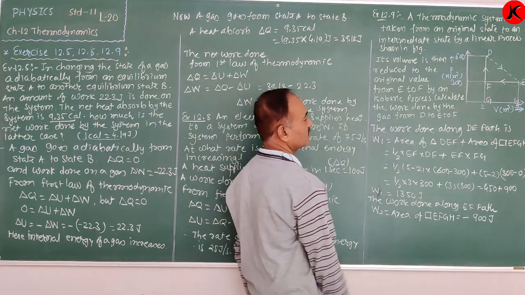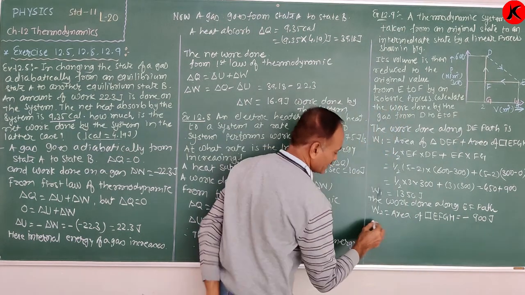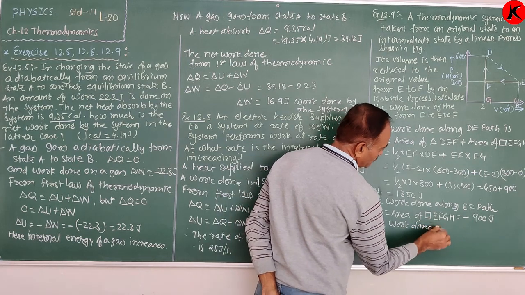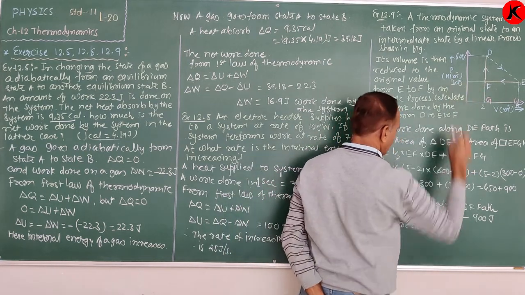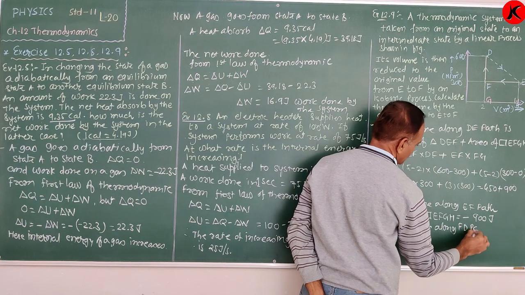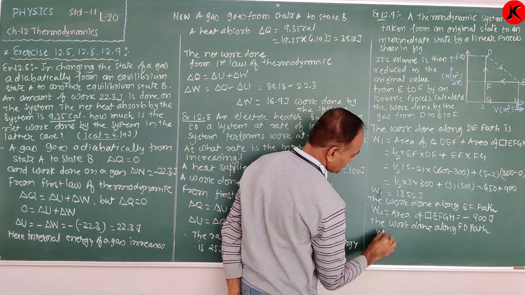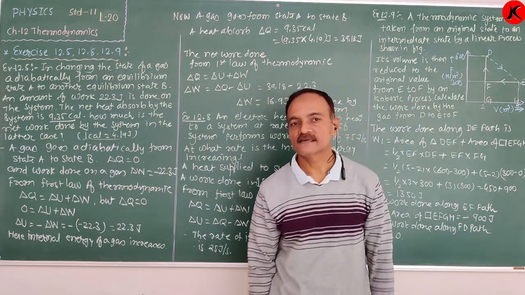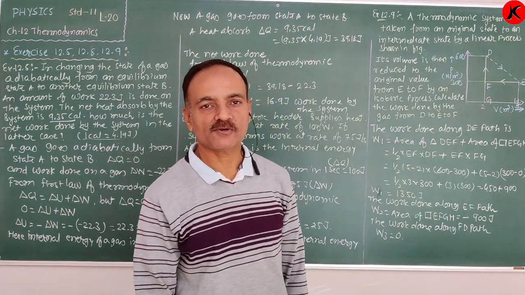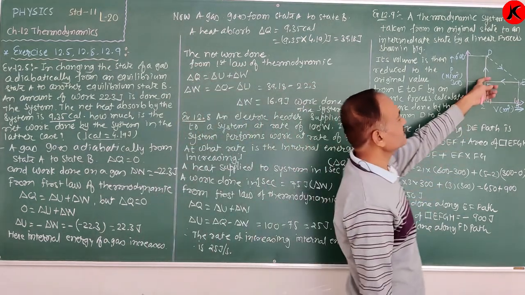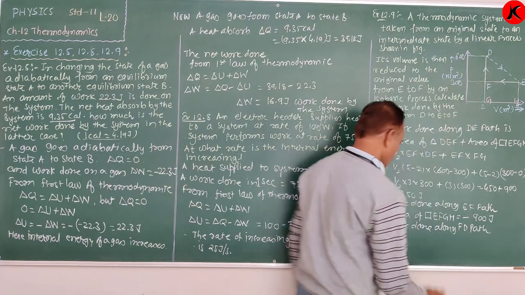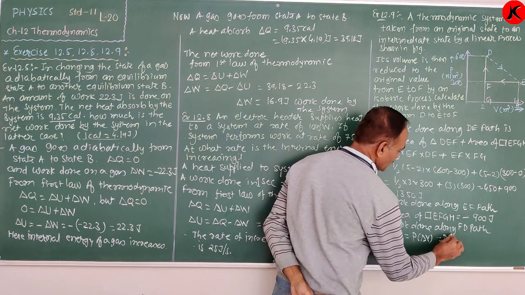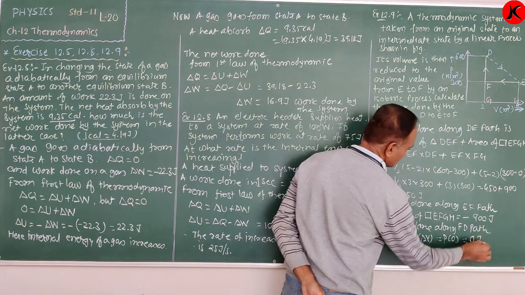And now third, the work done along the path F to D, the FD path. W3 is equal to 0. Why? Because the volume is constant. There is the isochoric process. Therefore, according to this equation, P into delta V, the change in volume is 0. Therefore, work done is 0 joule.